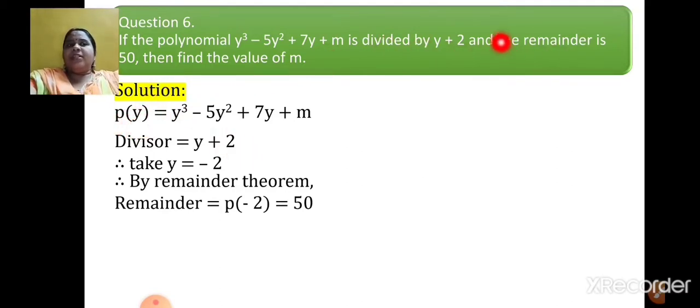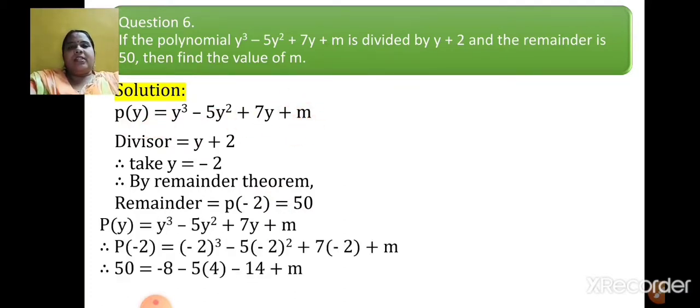But remainder is how much here? 50. This is the difference. Remainder is 50. It means p of minus 2 is 50. This is what you need to understand in this sum. I hope the concept is clear. Remainder is given as 50. So p of minus 2 will be 50. When I substitute it here, I will get this constant m.